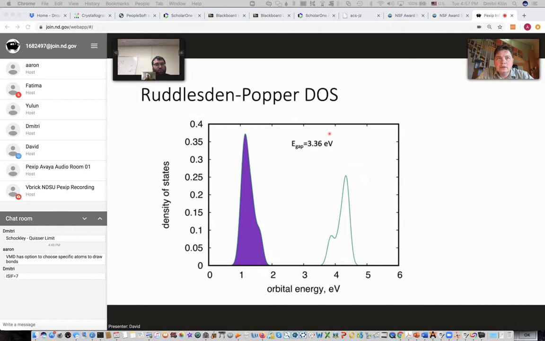And here I have the density of states for the Ruddlesden-Popper, and I apparently forgot to change the band gap. It's about 1.6 eV, not 3.4.